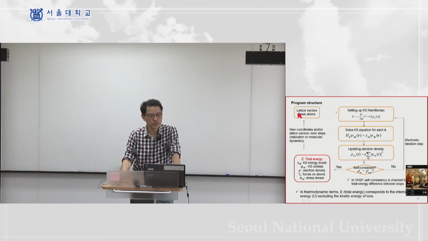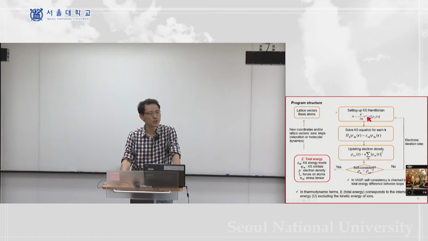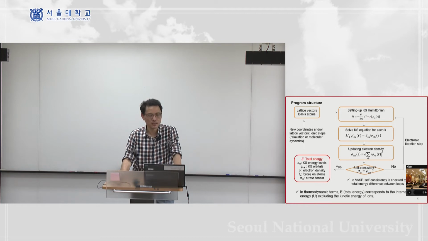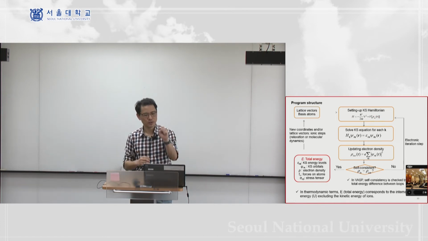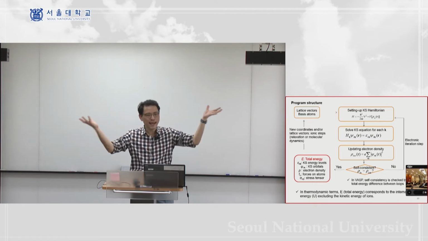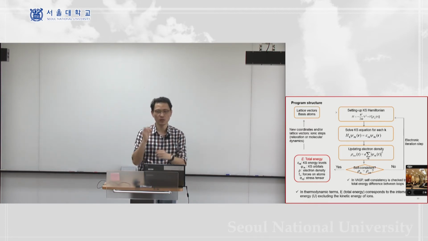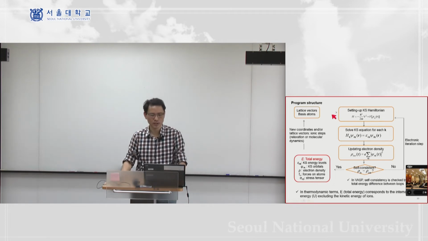So you start with a certain structure, and you provide lattice vectors and basis atoms, and you set up the initial Kohn-Sham equations. Since in this case we do not know the solution yet, we have no idea what the density will be like. So initially we assume that this density is simply the sum of the atomic densities, the density when each atom was in an isolated configuration. You simply add up the densities and use it as the initial density.